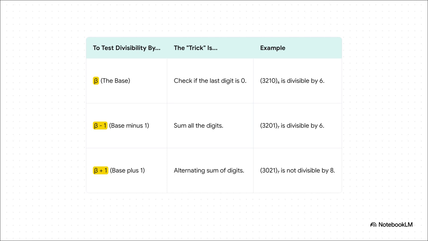Just sum the digits. The third one is for base plus 1, which for us would be testing for divisibility by 11. For this one, you take the alternating sum of the digits. So you add the first, subtract the next, add the one after that, and so on. These 3 rules work for any base, anywhere.